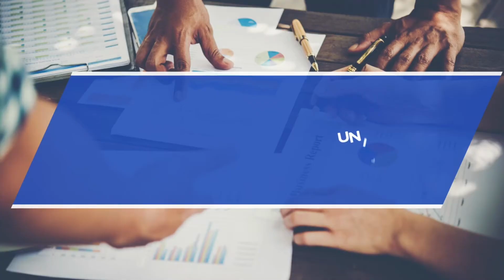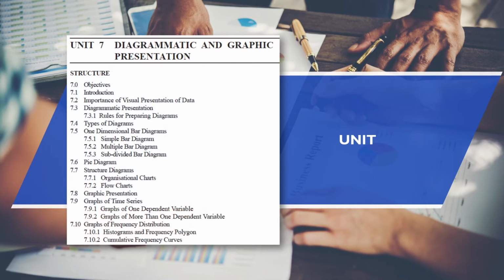But here we are concentrating on a different kind of diagram. This particular chapter is Unit 7, and its heading is Diagrammatic and Graphical Presentation. It starts with diagrammatic presentation, and the first ingredient is rules for preparing diagrams, which we have already talked about. There are certain types of diagrams, one dimensional bar diagrams known as simple bar diagram, multiple bar diagram, and subdivided bar diagrams.